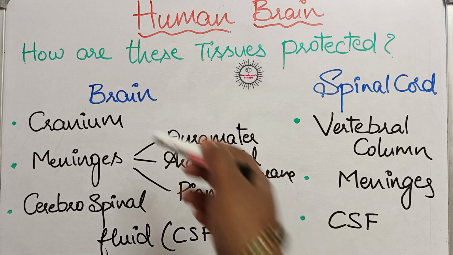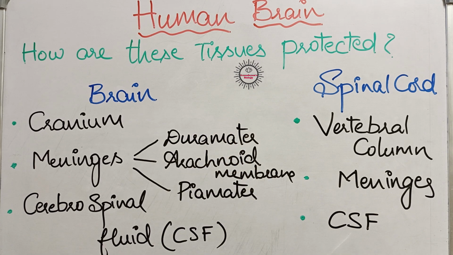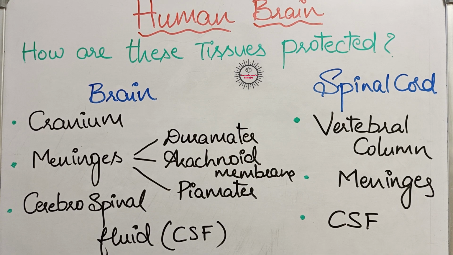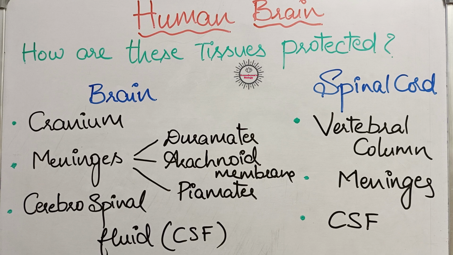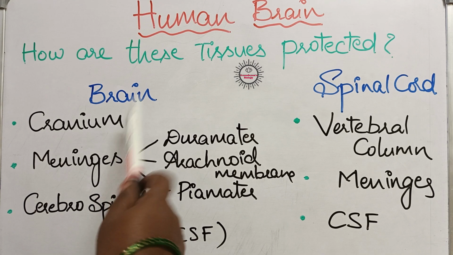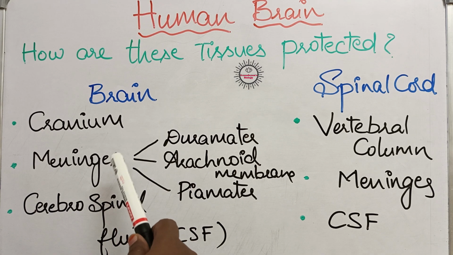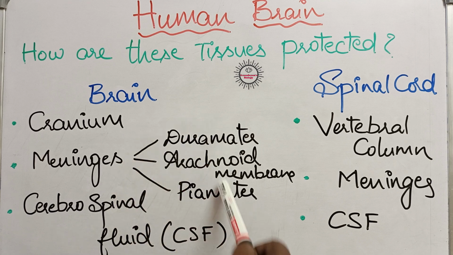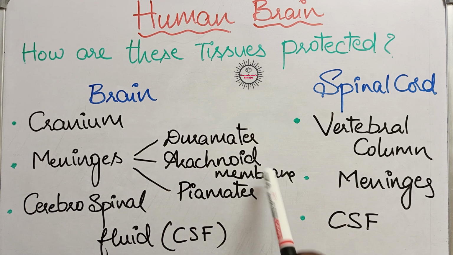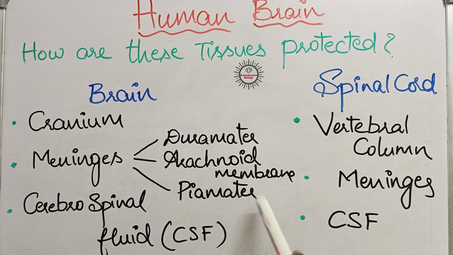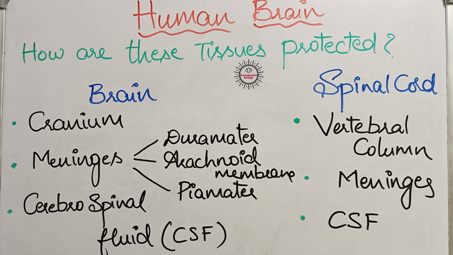So these are the three structures which protect our brain from external injuries and also from external jerks and shocks: the bony box-like structure called cranium, three membranes called meninges, and cerebrospinal fluid, which is present between the second membrane and third membrane. Between the arachnoid membrane and pia mater, this fluid is present. So it flows between brain and spinal cord. Next, coming to the spinal cord.